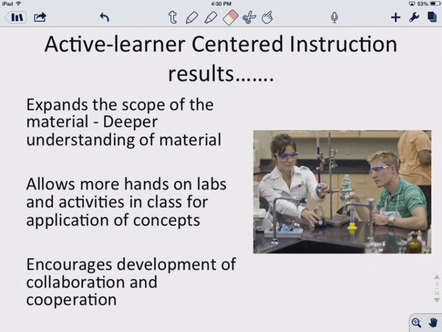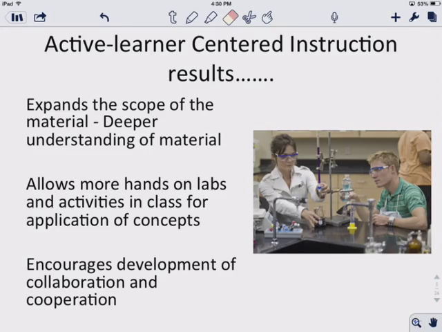The main thing is that it allows us to expand the scope of the material, so we can get a deeper understanding and go into more detail, and it's not just that surface level. So when you get to the test, you're used to those deep level questions, and we get more understanding than just the top surface level understanding.